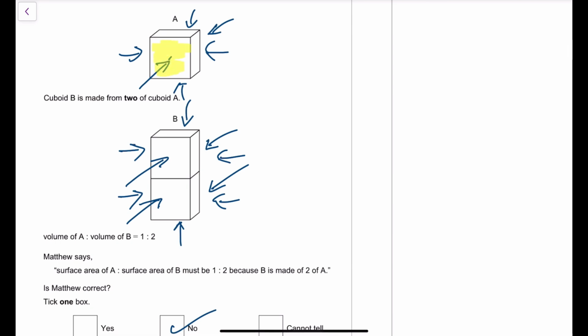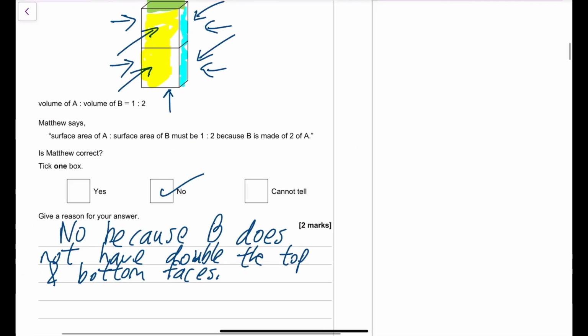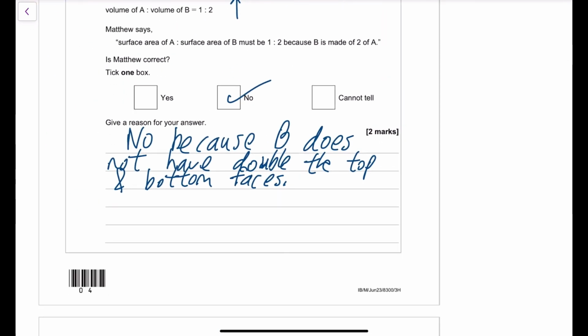You've got the two front faces on the front and the back face on that. You've doubled that here, and then the vertical ones, I've got one there and one on the other side. I've got twice the amount here on this one, so it is definitely 1 to 2. But here, I've got one of those on the top. I've only still got one of those on the top, and one on the bottom, so they haven't been doubled. So you can see it's definitely not "cannot tell". You definitely know it is not correct.